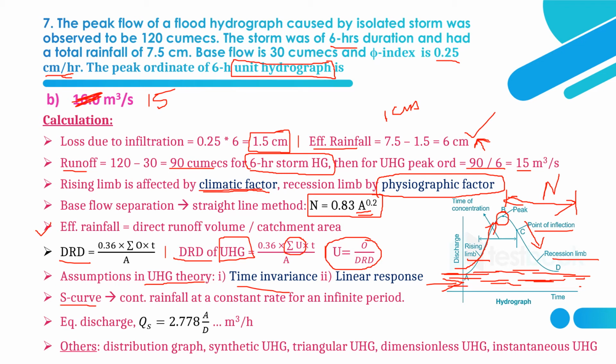And another curve is called the S curve. The S curve is given by continuous rainfall at a constant rate for an infinite period. So the S curve looks like this. This is the cumulative curve of continuous rainfall at a constant rate for an infinite period. There is no bar in the time period. When we draw such a curve, that will be called the S curve. That curve is in the shape of an S. And for the S curve, there will be an equivalent discharge. How to calculate that? QS is equal to 2.778 into A by D. D is the duration in hours. A is the area in kilometers square.